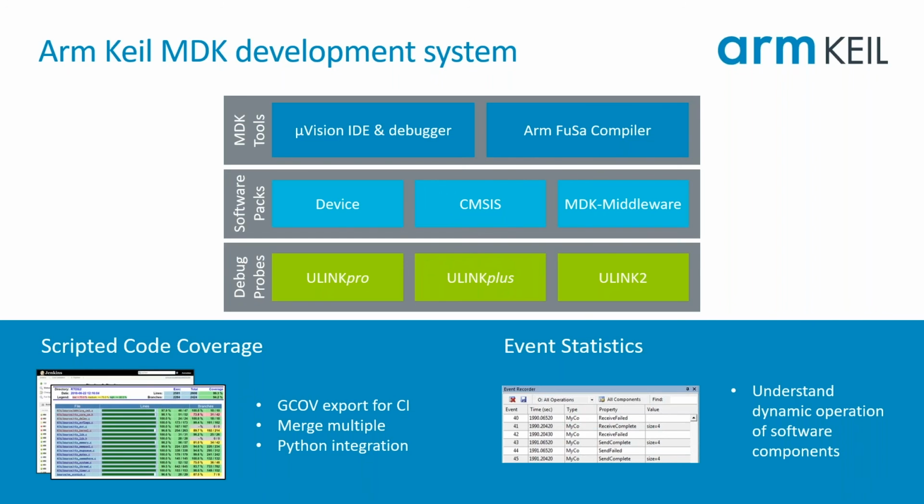ARM Keil also integrates a code coverage feature, which is a technique that uses device trace to identify the percentage of code that has been tested. This feature is completely scriptable, making it very suitable for an automated flow. Code coverage is fundamental for functional safety certifications as well.